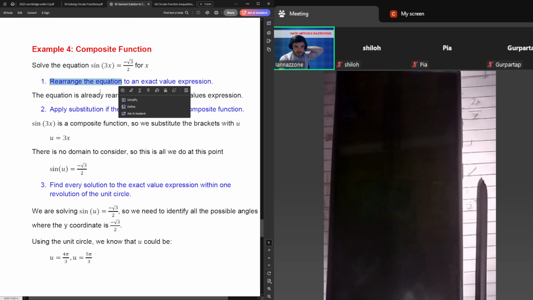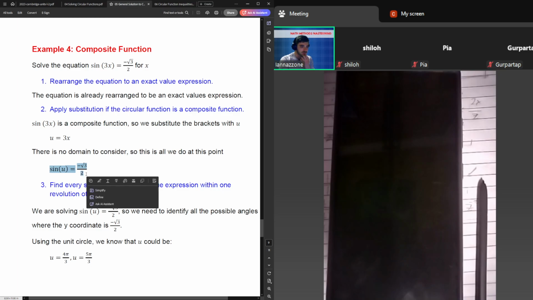So, do all the steps as normal. Rearrange if you need to, substitute if you need to. In this case, we do, or at least we could if you wanted to. Replace the 3x with a u. The good news is there's no domain that you have to consider, so really all you've got to do is just chuck a u in there.